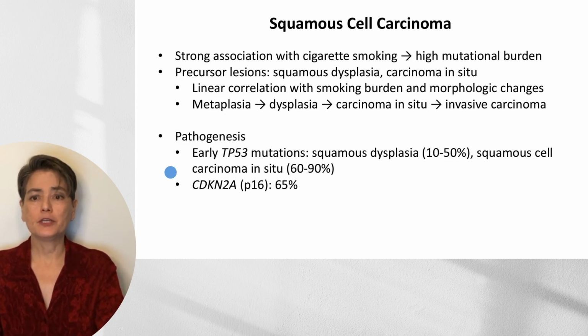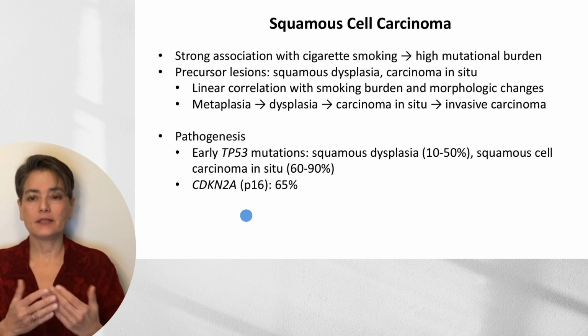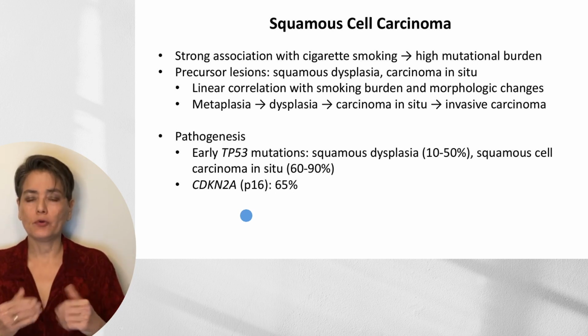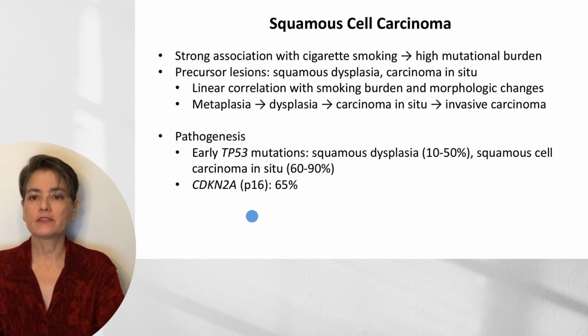Regarding the pathogenesis, we know that TP53 mutations are an early event because we see it in about 10 to 50% of squamous dysplasia, but we get increasing incidence with squamous cell carcinoma in situ and invasive carcinoma. We can also see mutations in the CDKN2A locus. This encodes the cyclin-dependent kinase inhibitor P16. Think back to the neoplasia chapter, the role of RB in the cell cycle, and how the cyclin-dependent kinase inhibitors will slow that progression. We see mutations in this locus in about 65% of tumors.